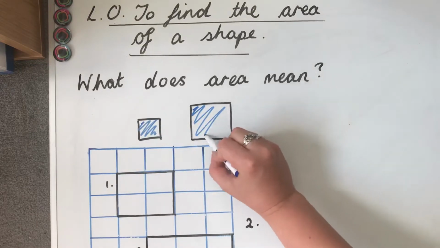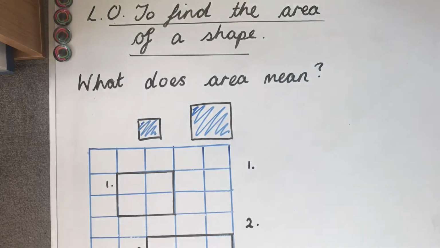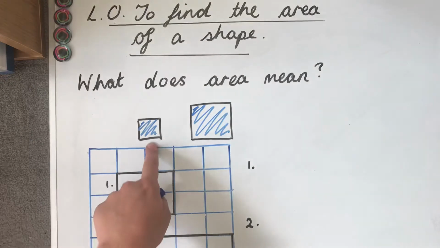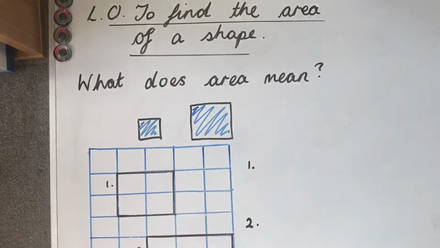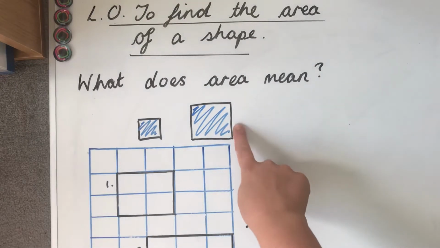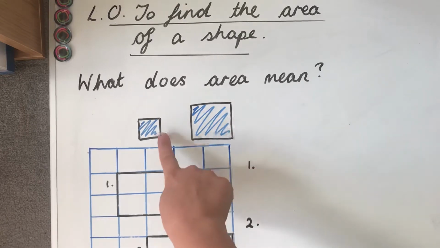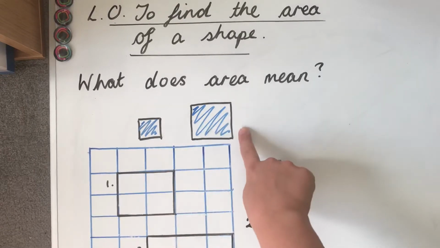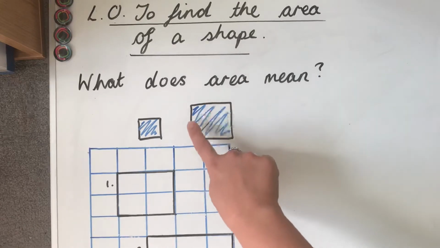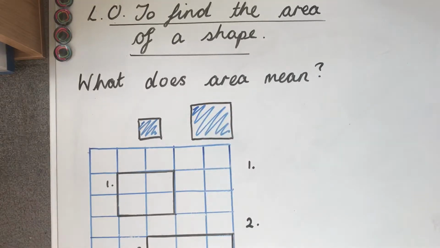So you might notice with these two shapes, which one do you think has a bigger area? Do you think it's this one or do you think it's this one? Yeah, that's right. It's this one. It's quite obvious to see, isn't it? That this is a bigger shape than this one, and so it must have a bigger area, okay? The space that it takes up. But we need to find a way that we can measure that area, okay?